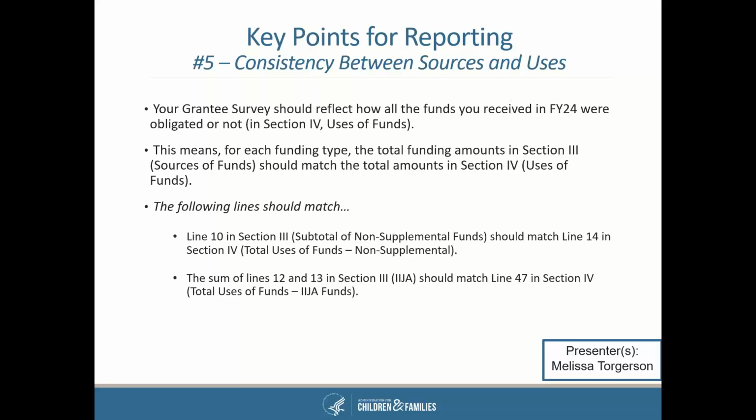So for each funding type, the total funding amounts in Section 3, sources of funds, should match the total amounts in Section 4, uses of funds. And specifically, we've put lines here that should match. So line 10 in Section 3 should match line 14 in Section 4. And the sum of lines 12 and 13 in Section 3 should match line 47, and those are for IIJA funds in both sources and uses sections.